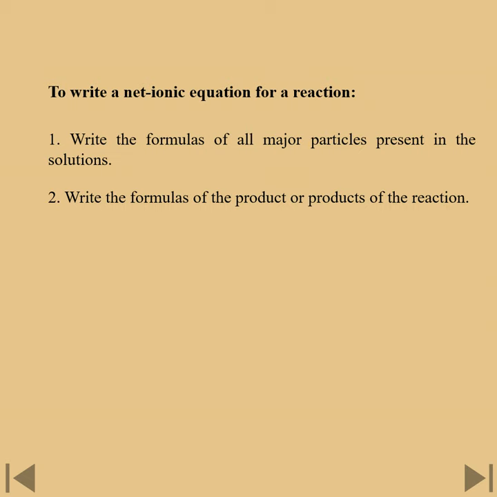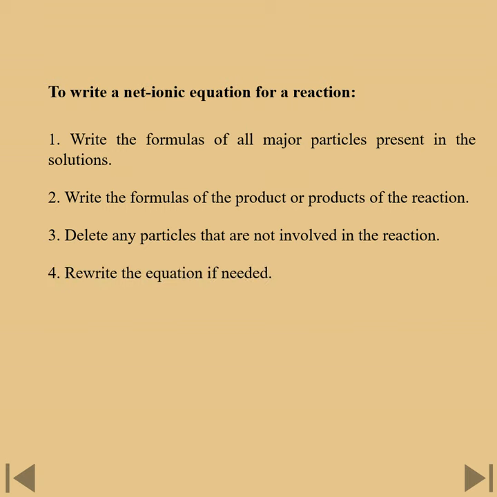Okay, so at this point we have the full equation. Then we're going to delete any species that are unchanged, our spectators, and then we're going to rewrite the equation if needed, and then balance the equation. Sometimes you can just balance it without rewriting it.